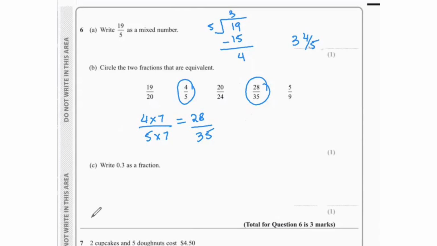Then write 0.3 as a fraction. So when we're converting a decimal into a fraction, we move the decimal 1 place to the right, as in this case, because over here the number is in 1 decimal place. So it becomes 3/10. So whatever the decimal places are, you move it that many places to the right side, and then you add that many zeros in the denominator.